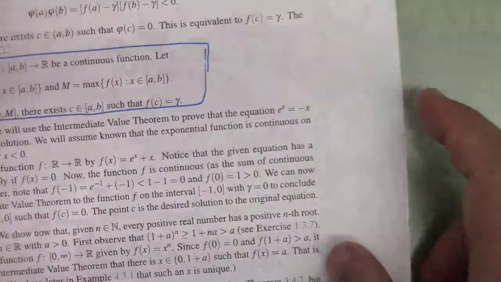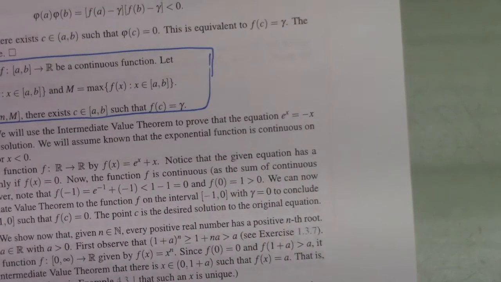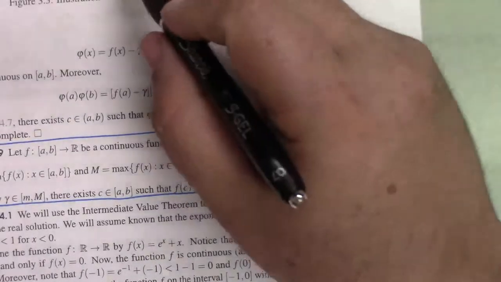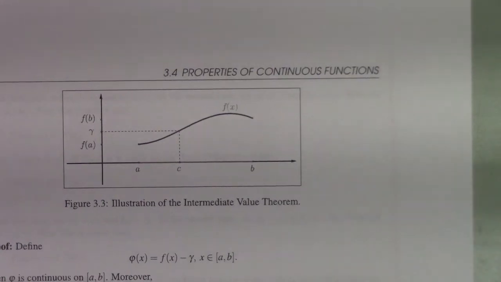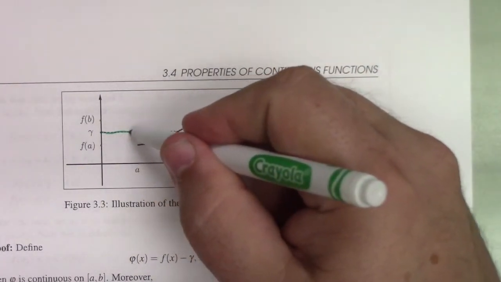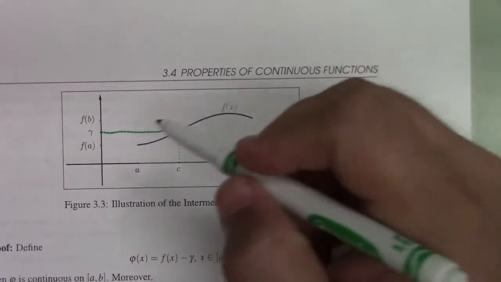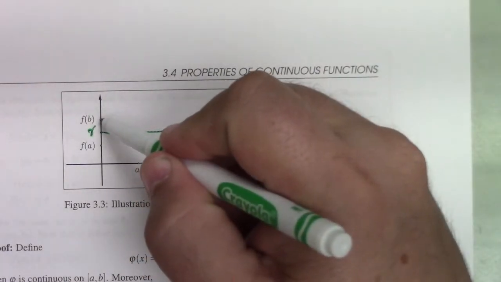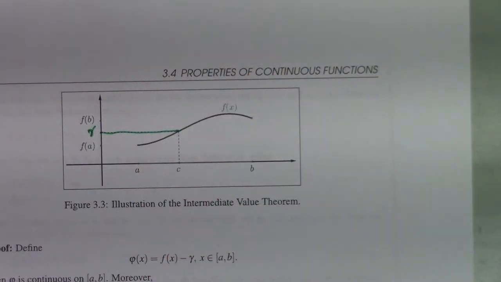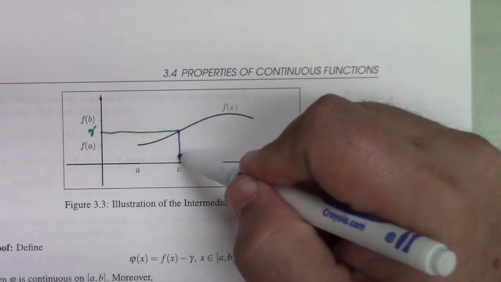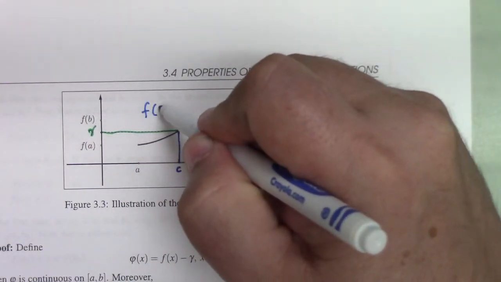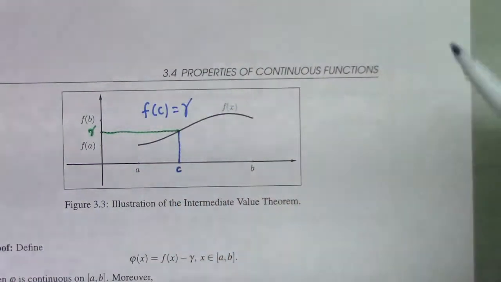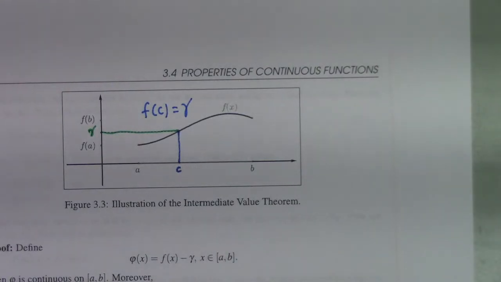Anyway, moving on. Here's a picture of it. Gamma is this guy right here. As you can see, it's in between f of a and f of b. And the intermediate value theorem says there's a c right there such that f of c is equal to gamma. And there's at least one, all right?